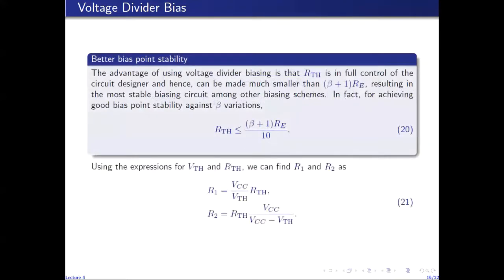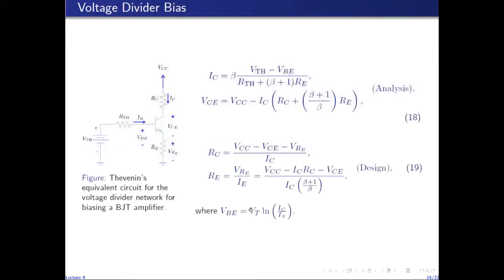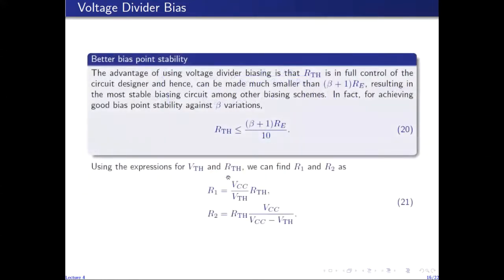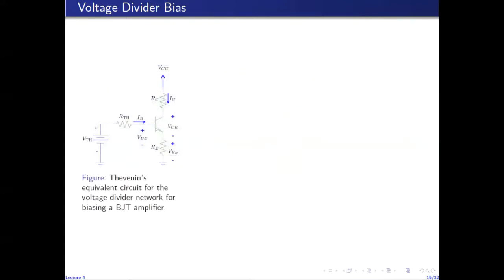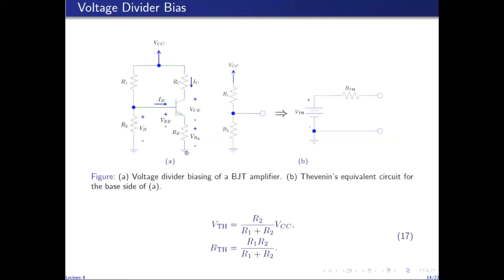R1 and R2 are then eventually given by these expressions in terms of VCC, RThevenin, and VThevenin. So given the bias point and the specified VRE, we can use these two equations along with these two equations to design the voltage divider biasing network shown here in this diagram.